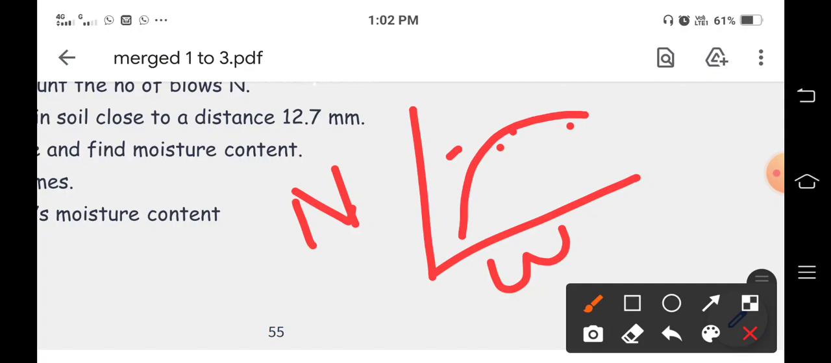And what is meant by the liquid limit? Liquid limit means the water content at 25 blows. Here is the number of blows: 1 blow, 2 blows. So these are the numbers of blows.